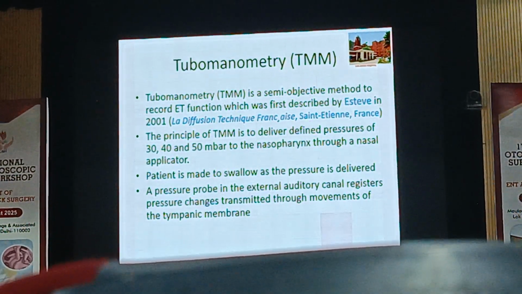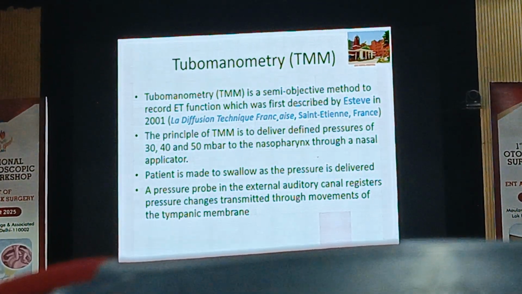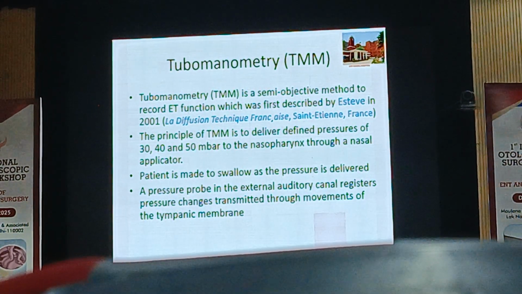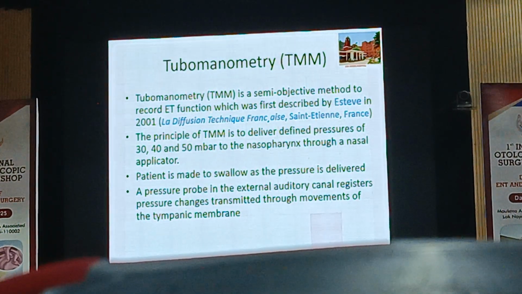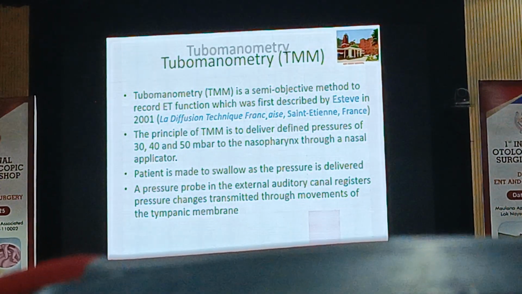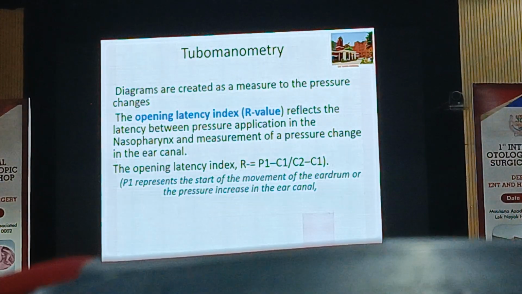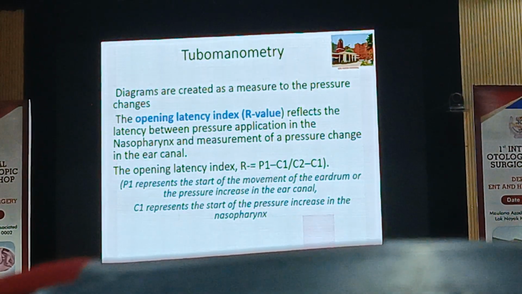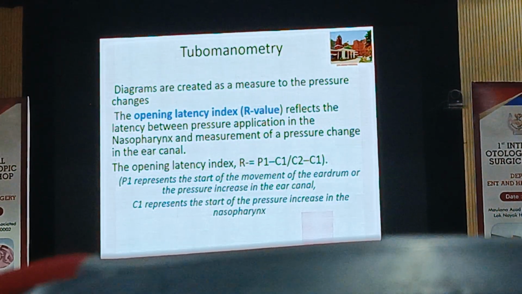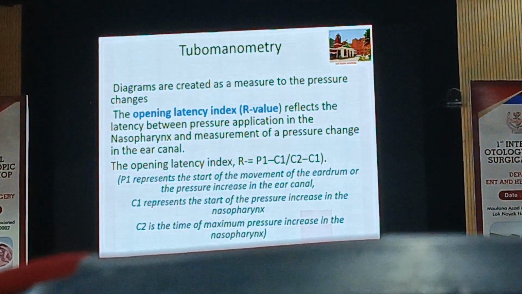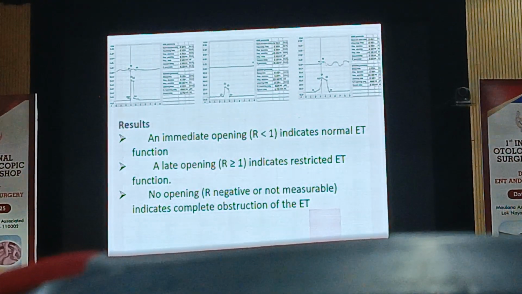That's a flow chart. We are not following this, not even manometry, but it's a very vital test being done in many centers in Europe, where they give a pressure of 30, 40, and 50 millibar through the nasal cavity into the nasopharynx, and the pressure probe in the auditory canal registers the pressure changes produced. So it's a complex test where an R value is calculated according to this formula, where P1 will represent the start of moving of the tympanic membrane, and P2 will be the maximum movement. C1 will be the start of pressure increase in the nasopharynx, and C2 will be the maximum pressure increase in the nasopharynx.